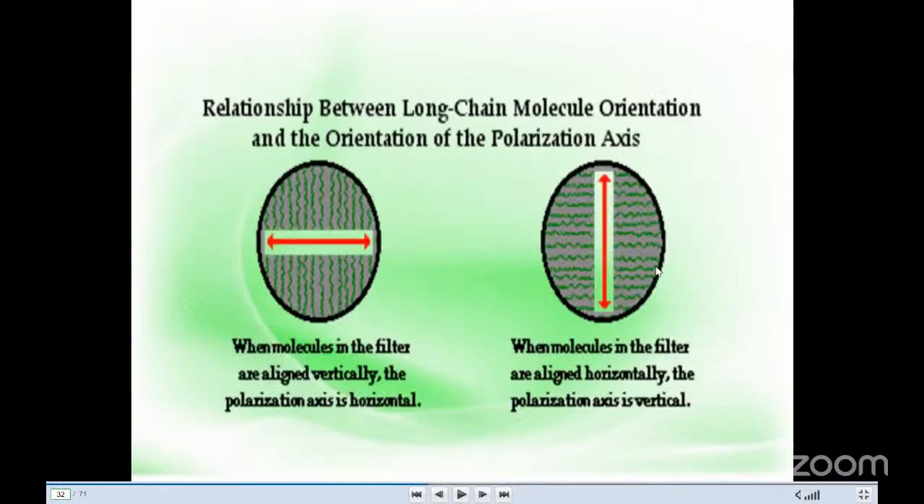You can see the relationship between the long chain molecule orientation and the orientation of the polarization. When the molecules in the filter are aligned vertically, the polarization is horizontal. When the molecules in the filter are aligned horizontally, the polarization is vertical.